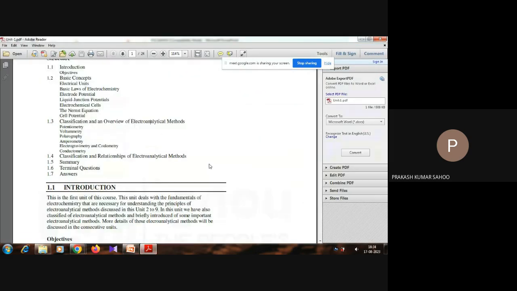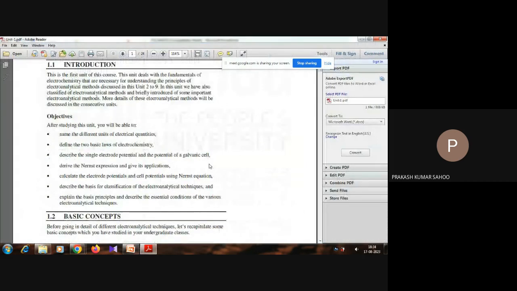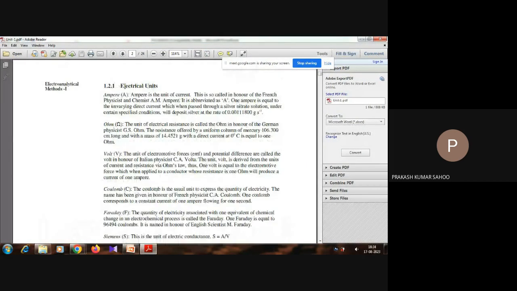Then we have unit 1, that is basic concepts. This is ampere, ohm. Ohm is the unit of resistance, that is the force offered by all the ions which hinder the flow of electricity. This unit is given to resistance in honor of the great German physicist G.S. Ohm, and similarly, ampere is given in honor of the French physicist and chemist A.M.